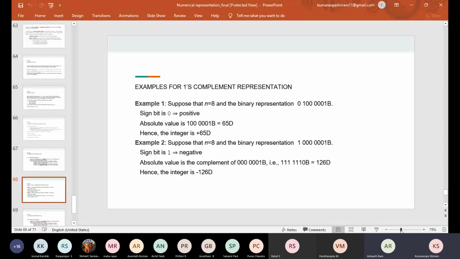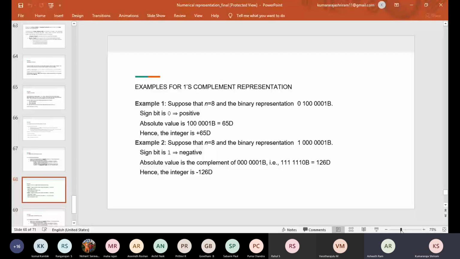But in the second example, the most significant bit is 1, which means it's a negative number. So we calculate the absolute value by toggling all the remaining n minus 1 bits and then calculating its decimal representation. So the final value will be minus 126 in decimal value. Next we'll discuss the 2s complement representation.